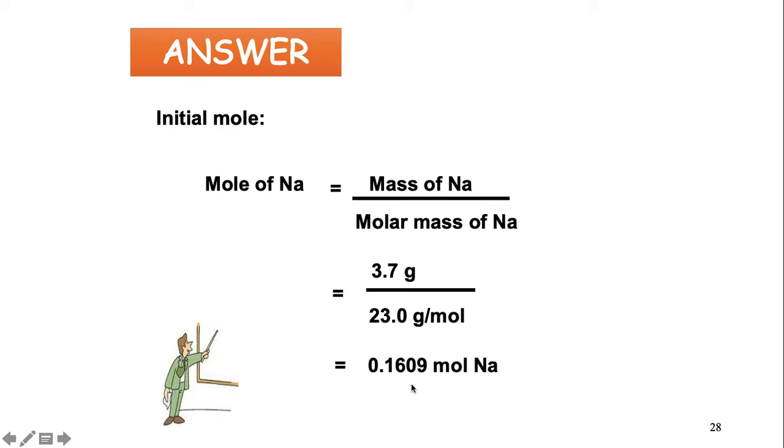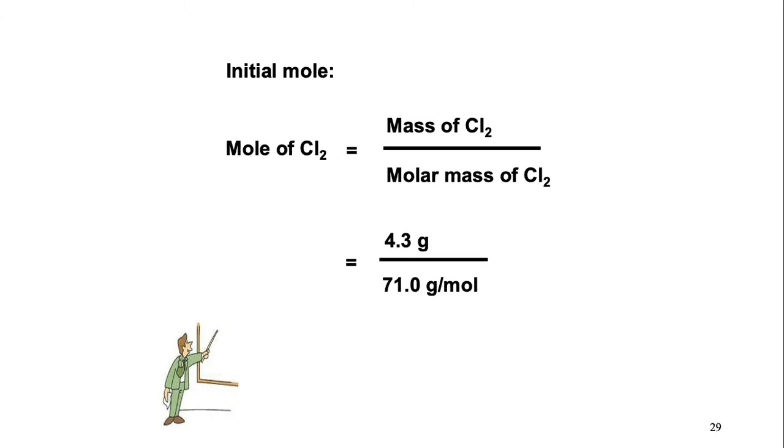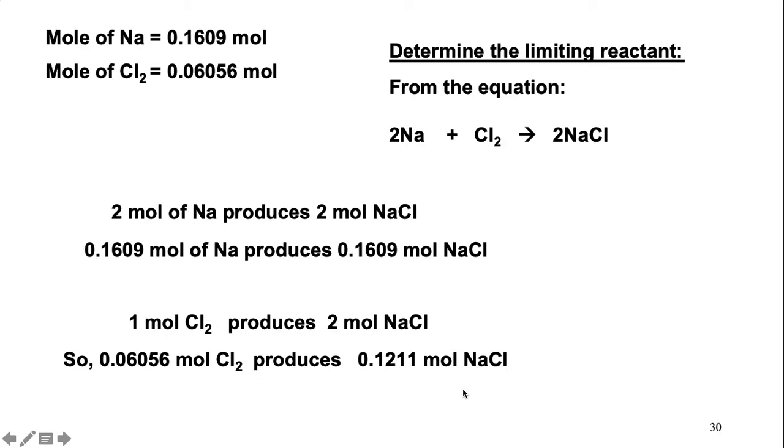And you get 0.1609 mole of sodium. And the number of mole of chlorine is mass of chlorine divided by molar mass of chlorine, 0.06056 mole. So, to get the theoretical yield of sodium chloride, you have to find the number of mole of sodium chloride first from the limiting reactant.